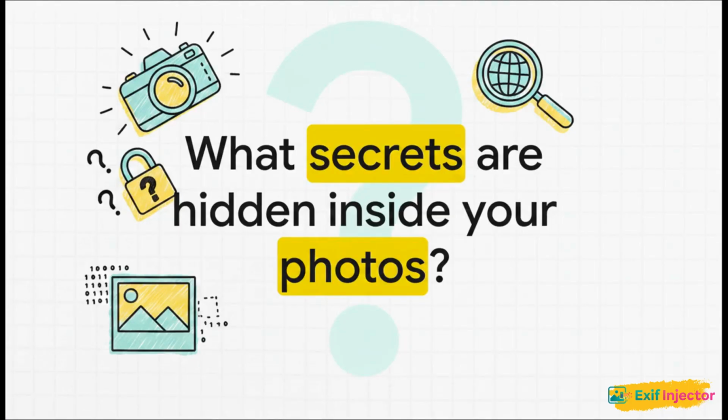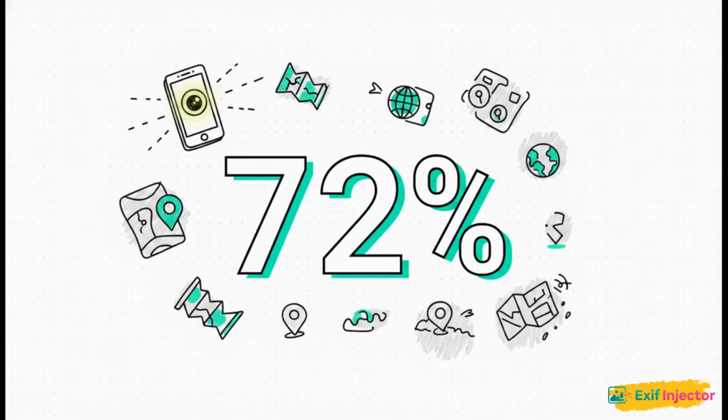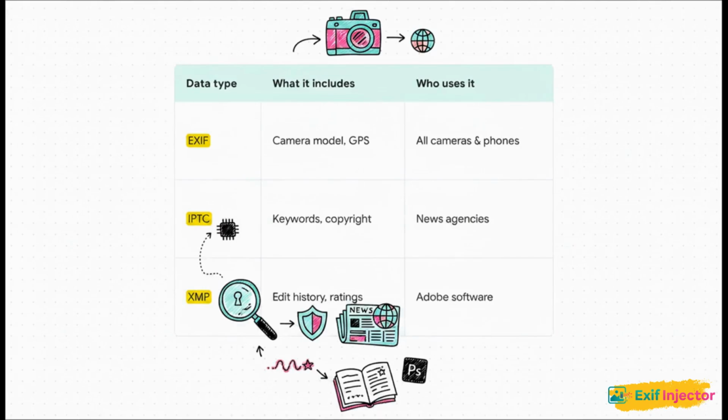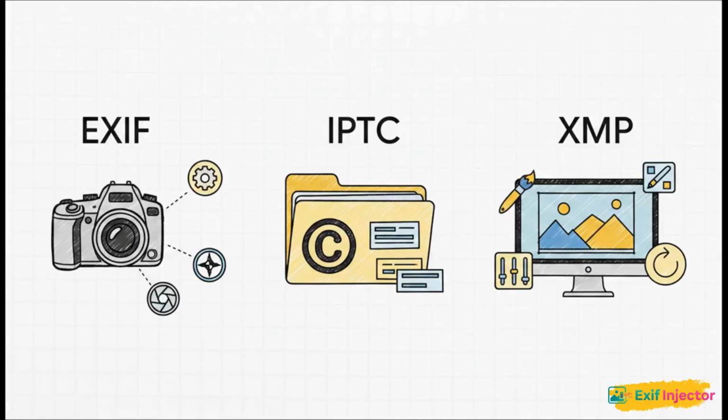Every single photo you take could be sharing way more than you realize. Get this, a recent study found 72% of smartphone photos have hidden GPS data, your exact location. So what is all this hidden info? It's called metadata, and there are three main types. Okay, so Exif is automatic camera data, IPTC is for organizing, and XMP tracks all your edits.